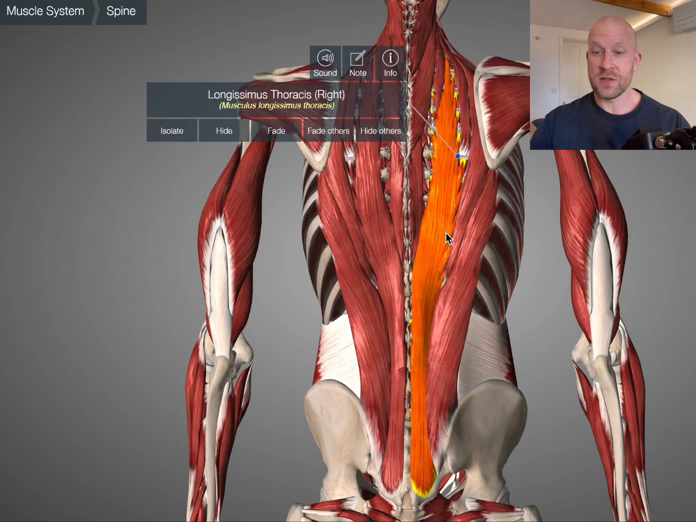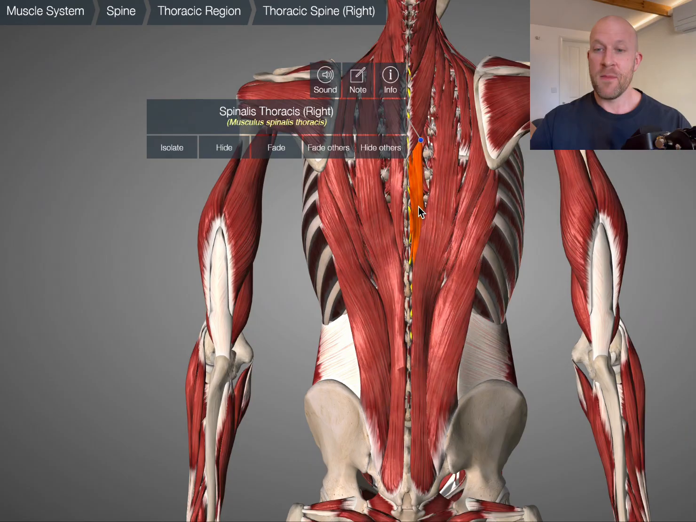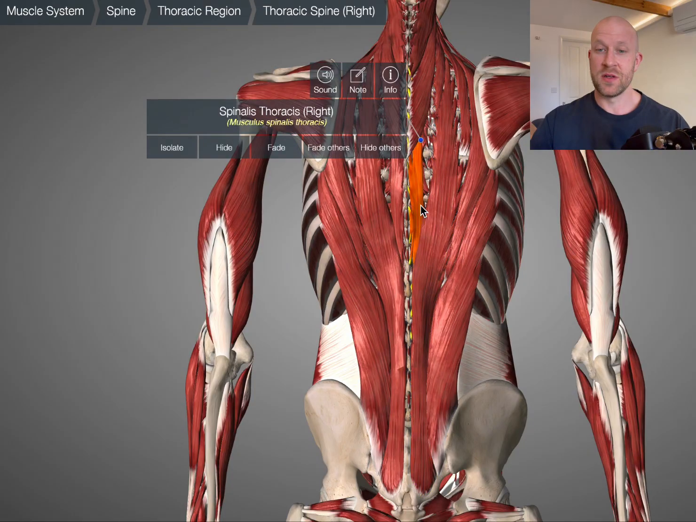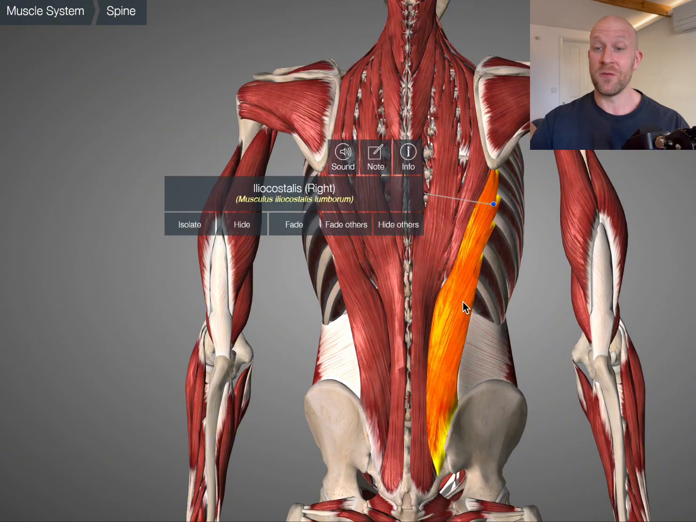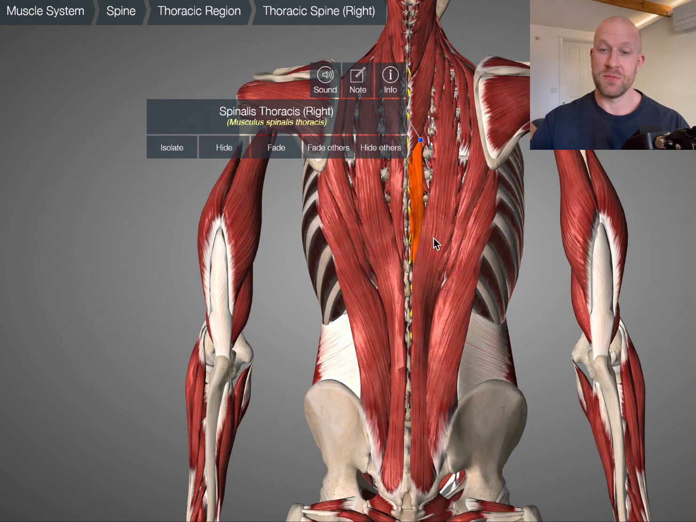And then we've got longissimus, and we've got the different sections of longissimus as well. So longissimus thoracis, longissimus cervicis would be up near the cervical spine. And then most medial, we've got the spinalis. So the three together: iliocostalis, longissimus, and spinalis. One mnemonic for memorizing these is "I long for spinach." Another way is the three Mexicans: iliocostalis, thoracis, spinalis.